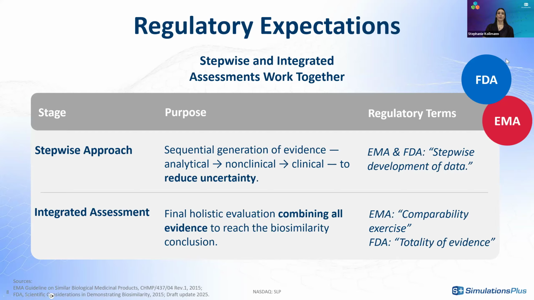So now the FDA has recently refined how this framework is applied. In October 2025, the agency released a draft update to the scientific considerations in demonstrating biosimilarity guidance, modernizing how evidence is weighted. So let's take a look at what's new in this 2025 draft.